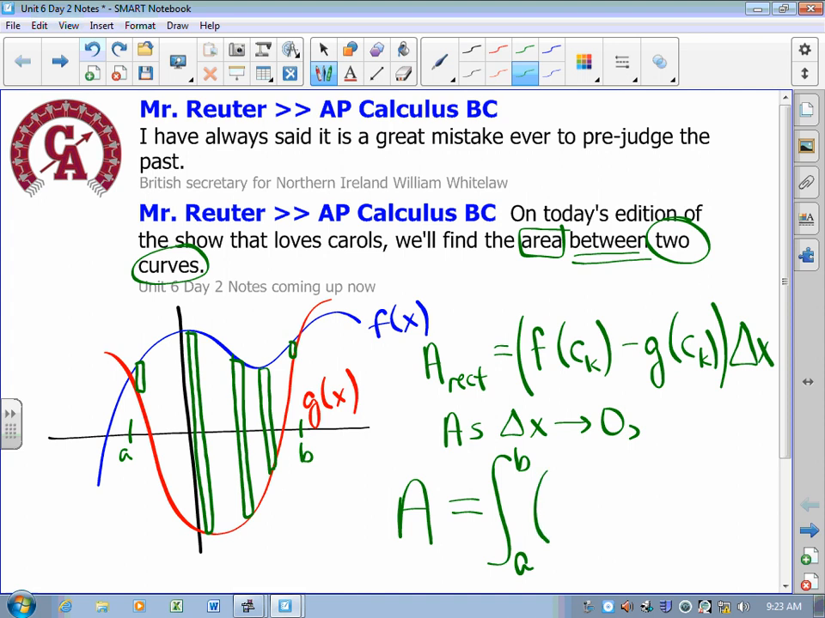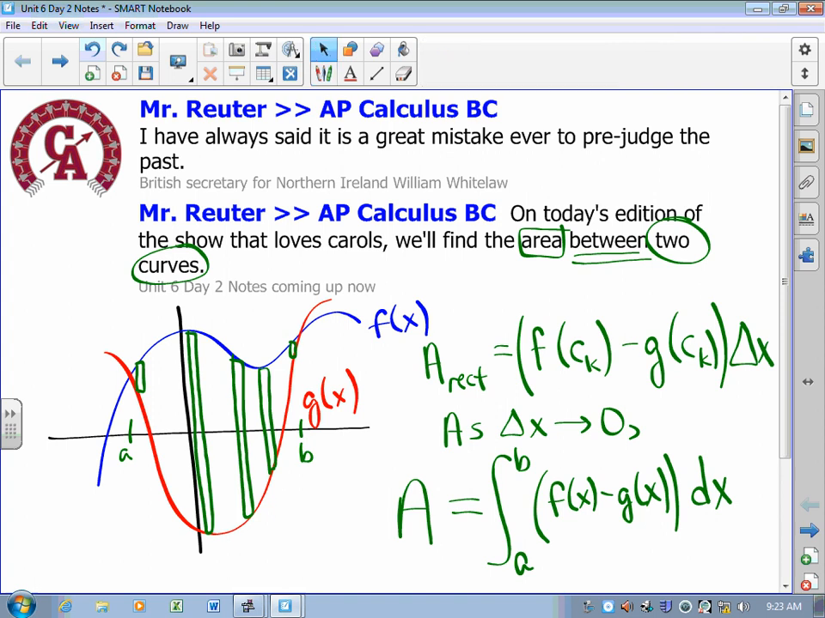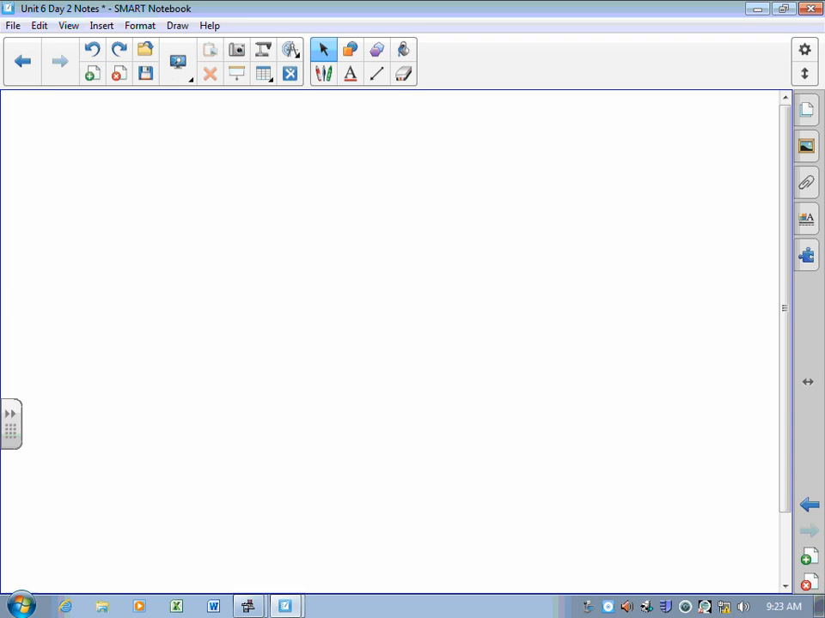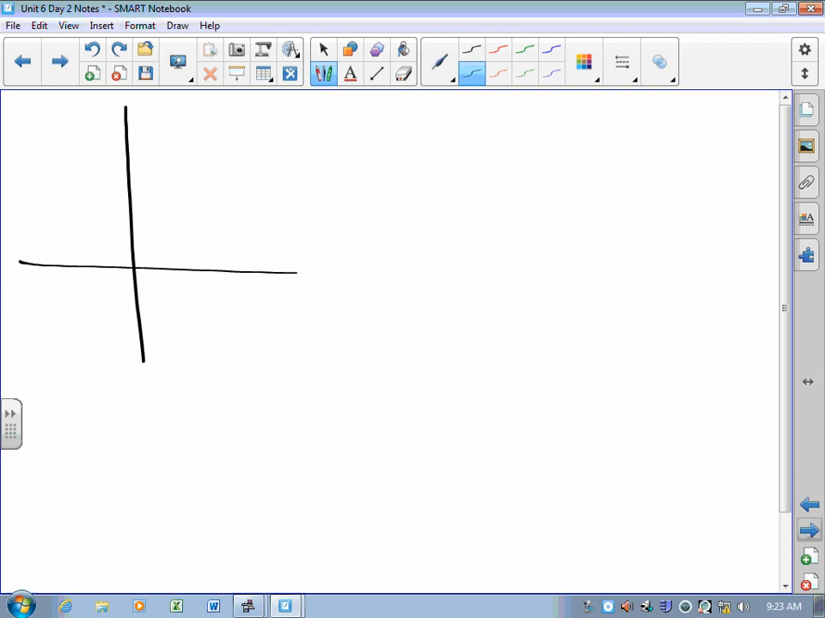F of something minus g of something becomes f of x minus g of x, and the teeny tiny change in x is a dx. So really we have the same process that we used for area between one curve and the x-axis. We take a whole bunch of approximating rectangles, make them thinner and thinner, take the limit as the number of rectangles gets infinitely large, and we get the integral of function minus function, top minus bottom, dx. And that's exactly what we're going to do right here.